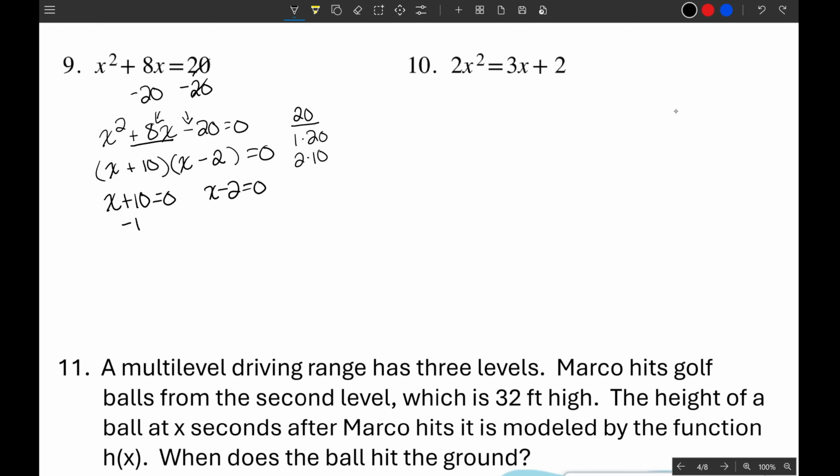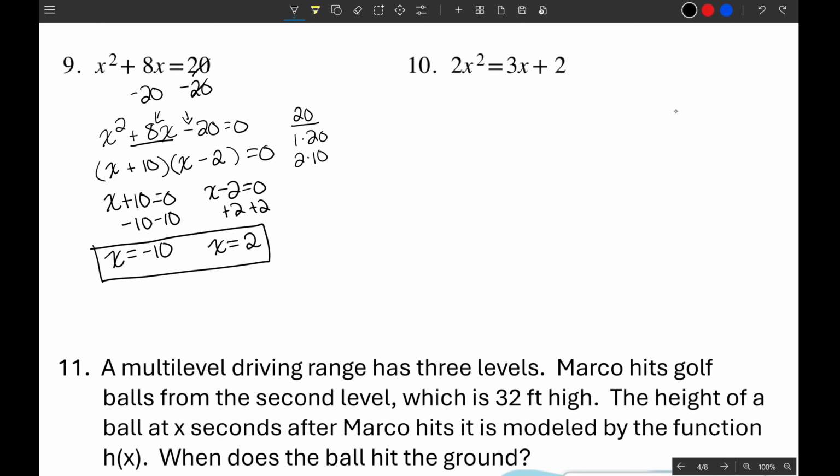All right, I subtract 10. So I get x is equal to negative 10. Add 2, x is equal to 2. So my two answers are negative 10 and 2. And remember, those represent your x-intercepts, also known as your roots, also known as your zeros. So if you want, you can go graph the x squared plus 8x minus 20, and you will visually see that you cross at negative 10 and 2. You can also utilize the table.